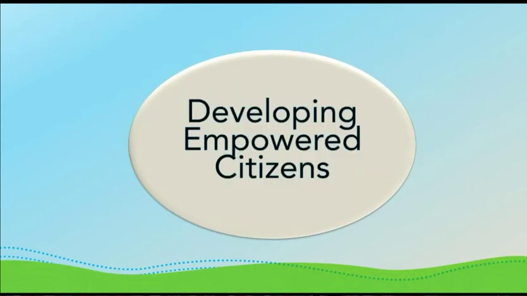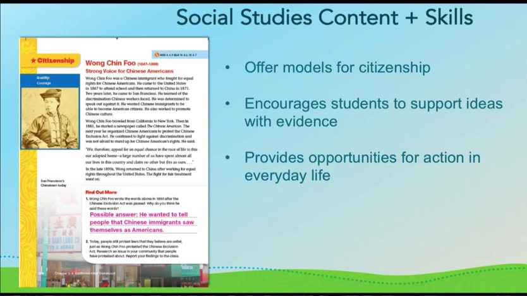So how does this really develop empowered citizens? When you take the social studies content and the items that are available in a social studies program, and you combine that with critical literacy, that's where you begin to develop those empowered citizens who are informed and will take action. One of the ways that we do this in social studies is to study certain people. These people who offer models for citizenship, whether they're good models or not good models, and they encourage students to support their ideas with evidence and judging, is this a good model of citizenship? And then the citizenship feature always provides opportunities for action in everyday life.